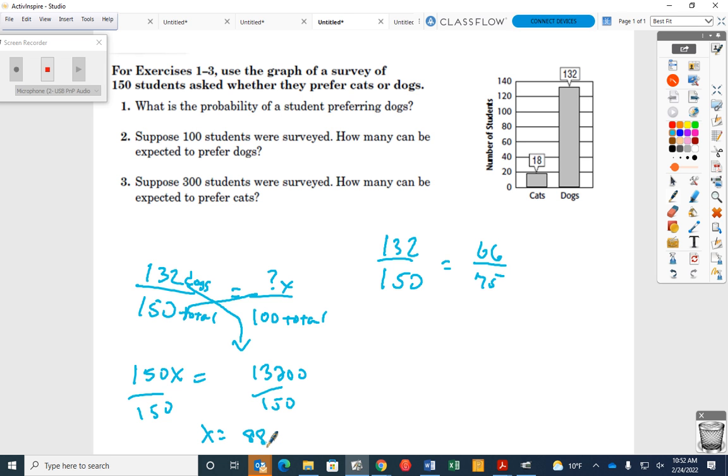Let's look at number 3. We're going to set number 3 up the exact same way. This was number 1. This was number 2. Jeremy, you should write this on your skeleton notes. It's really helpful. Okay, look, number 3.